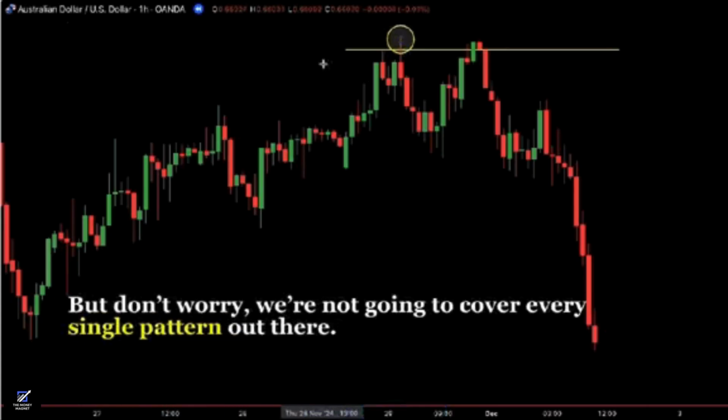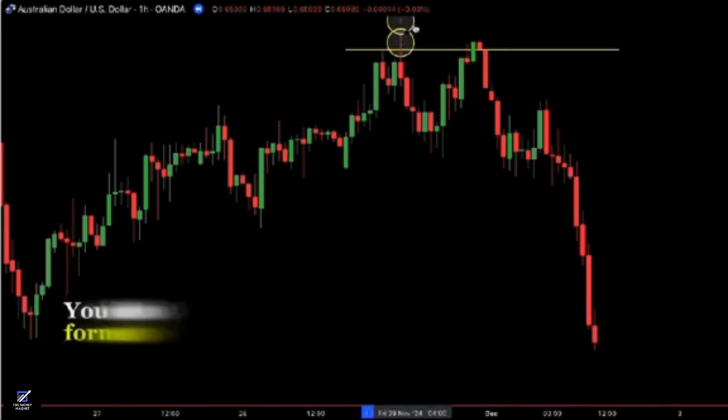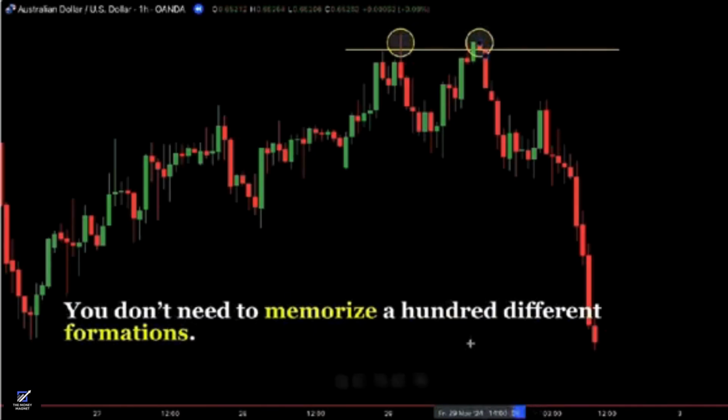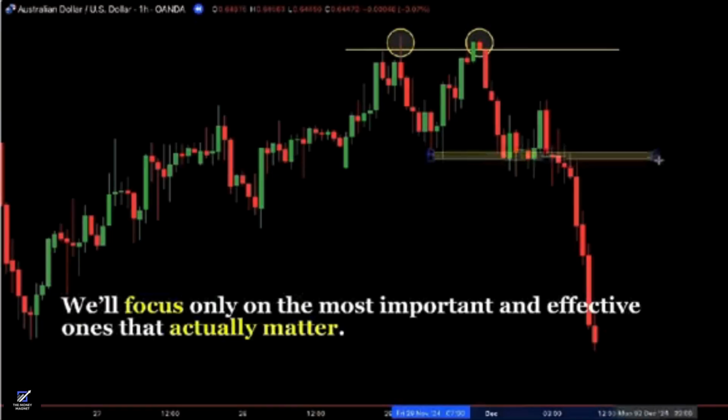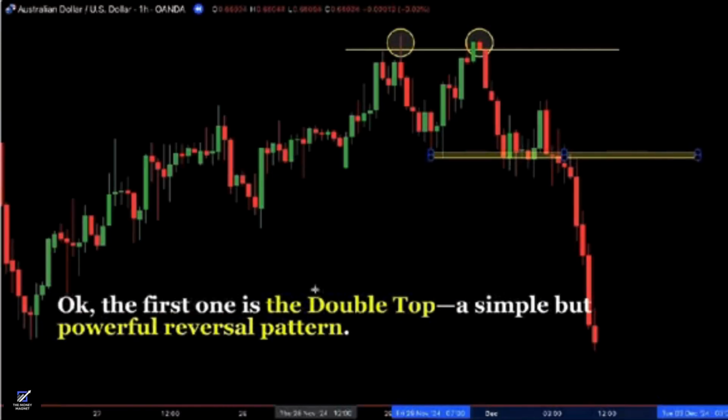But don't worry, we're not going to cover every single pattern out there. You don't need to memorize 100 different formations. We'll focus only on the most important and effective ones that actually matter. Okay, the first one is the double top, a simple but powerful reversal pattern.